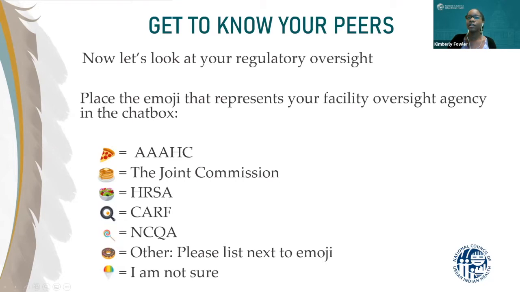In addition to understanding who's in the room and what type of facility you have, seeing that this presentation is really going to help lift you up in the way that your regulation oversight is put in place, it'd also be helpful to understand your facility oversight agency. Once again, as denoted on the slides, there are different emoji icons related to the different regulatory bodies that we are aware most urban Indian organizations are a part of. But of course, there's also an other category, which is a nice chocolate donut at that. If you wouldn't mind listing who that regulation agency is, or a snow cone if you're just not sure.